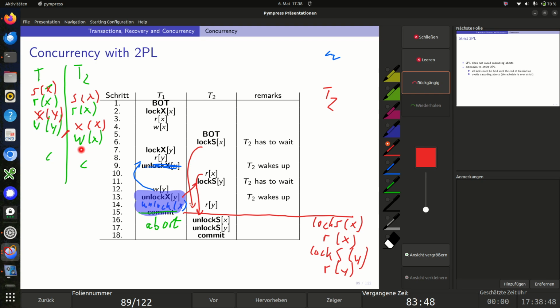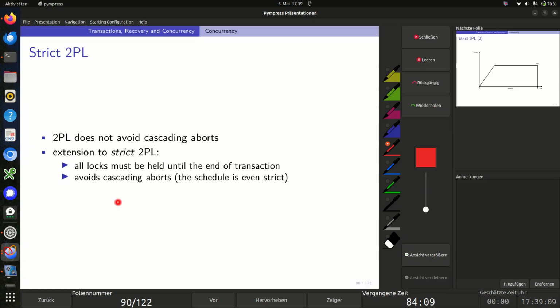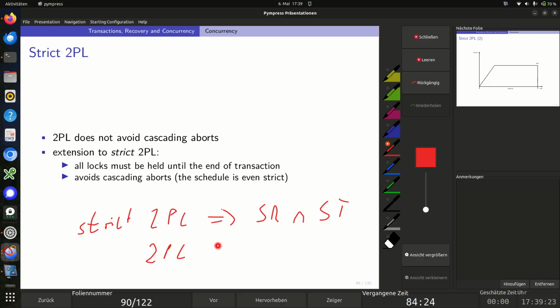And of course, that's actually the strictness. If there's a write, then the commit must happen afterwards. And actually that's what we want to have. Strict 2PL ensures strictness. So if we have strict 2PL, this means we have serializability and strictness. And 2PL only means serializability and recoverability. Yes.